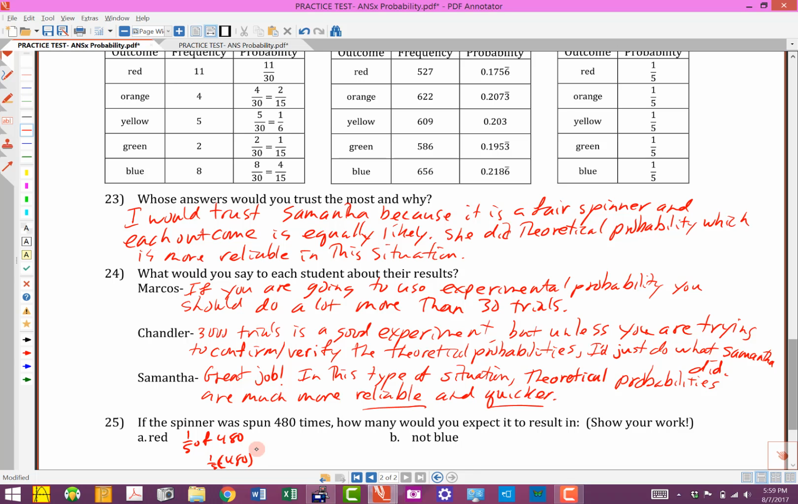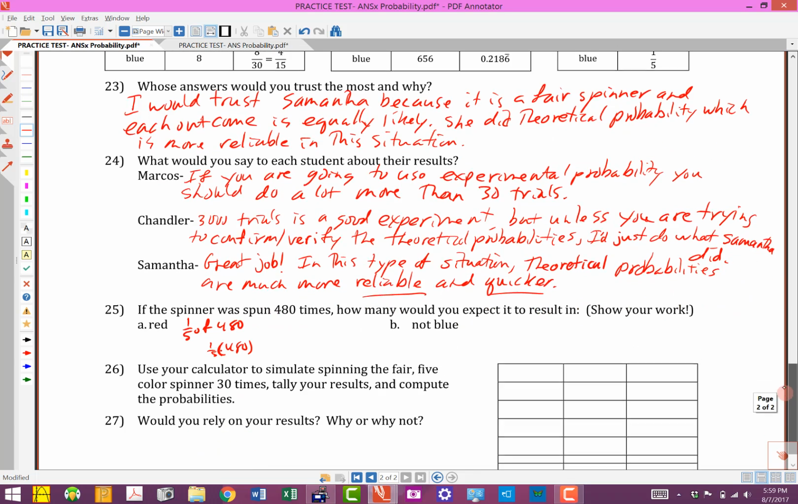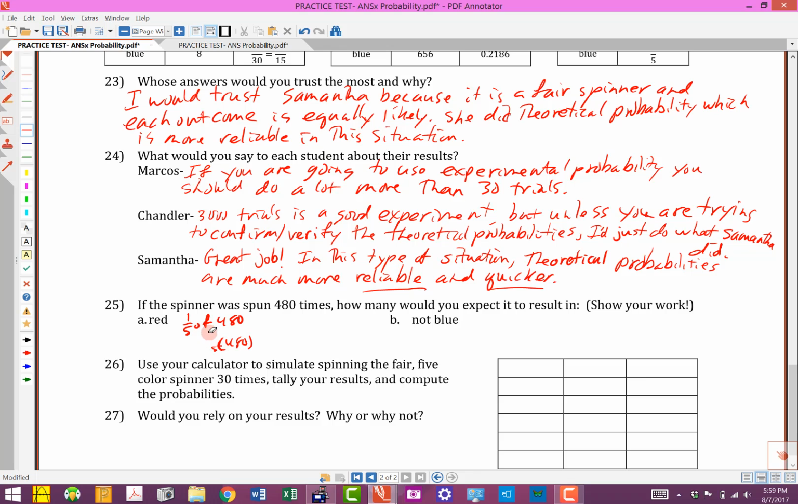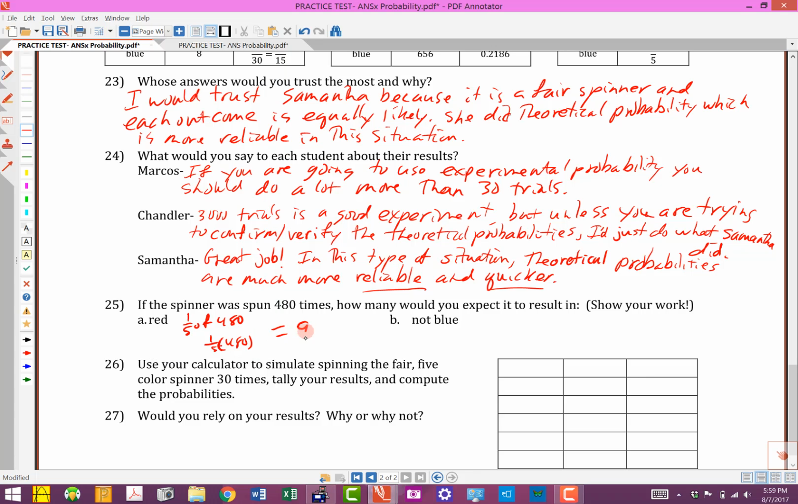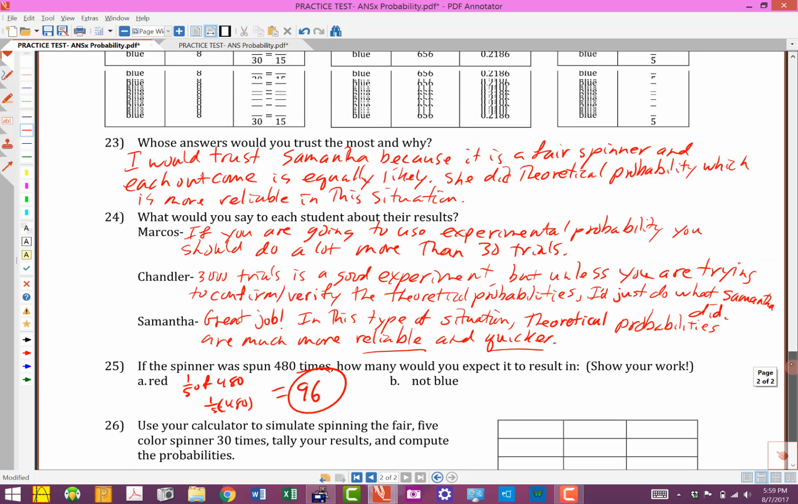I'll do implied multiplication there. So I'm going to grab a calculator and compute that answer right there. So we're going to do 1/5 times 480, and we end up with 96. So we would expect 96 of them to turn out to be red. Not blue. Anything but blue is okay.